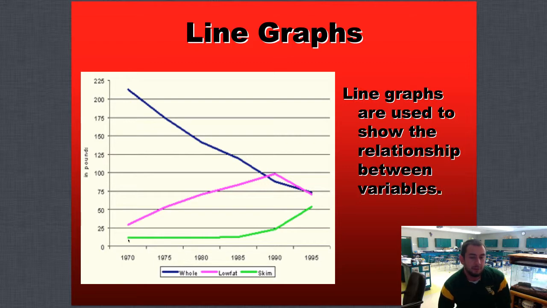Who knows? If that was the case, I would say in 1970, not a whole lot of people liked skim milk, but in the 90s, it definitely jumped, almost doubled or tripled what people were drinking at the time as far as skim milk goes. And we've obviously seen a rapid decline in whole milk. Whole milk used to be very big in the 70s, but has declined rapidly all the way to 1995. Those are some inferences I would make by reading a line graph. Again, these are very important to know and to utilize to help whoever the reader is of your scientific paper, or just anybody looking at a graph, understand your data a little bit better.